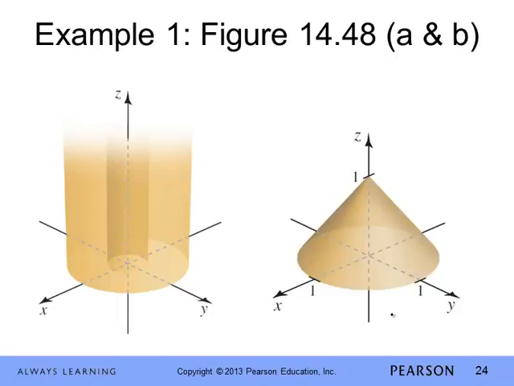So let's take a look at example number 1. For example number 1, part A, identify and sketch the following sets. For part A, we're going to take a look at r going from 1 to 3, and z is going to be non-negative. And that's part A, the leftmost one. So r goes from 1 to 3, and z is non-negative.